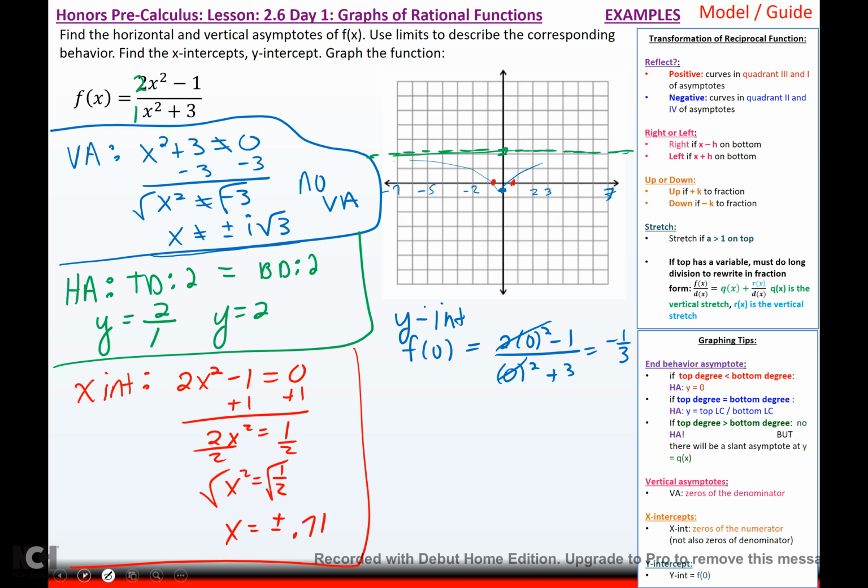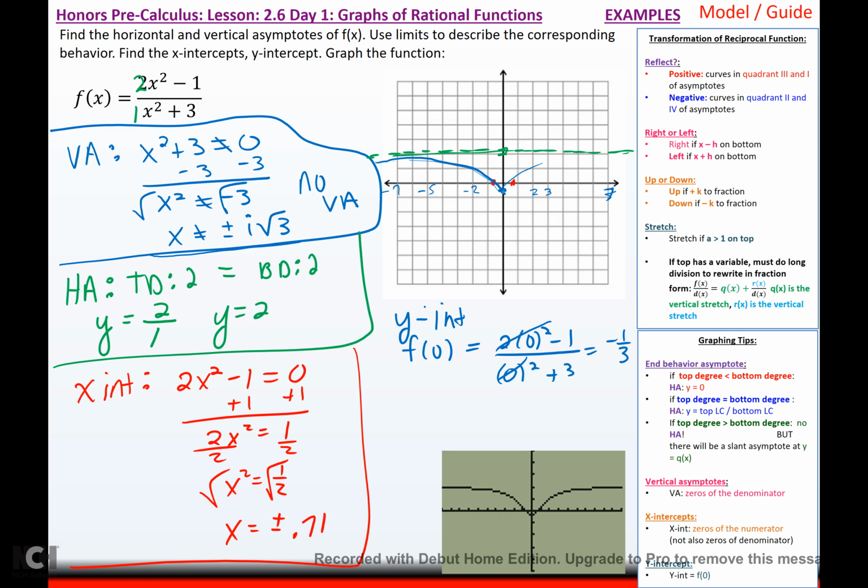We're cheating a little bit, and we're going to go to the graphing calculator, and sure enough, this thing approaches the horizontal asymptote, connects those dots, and goes like that. Okay, and we have to use limits.